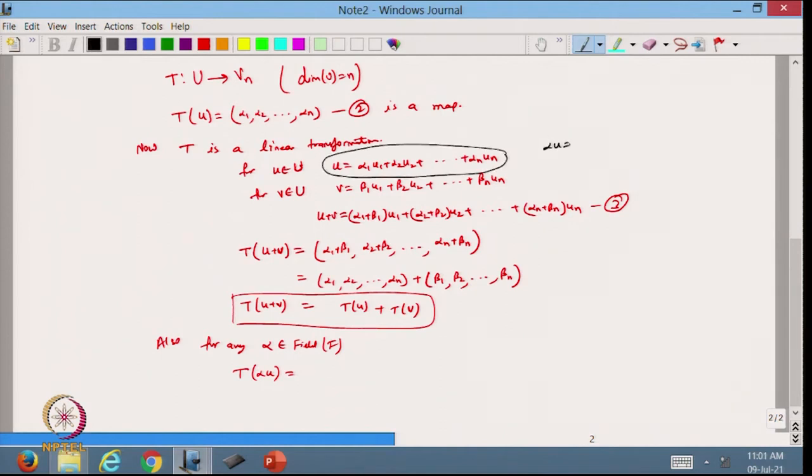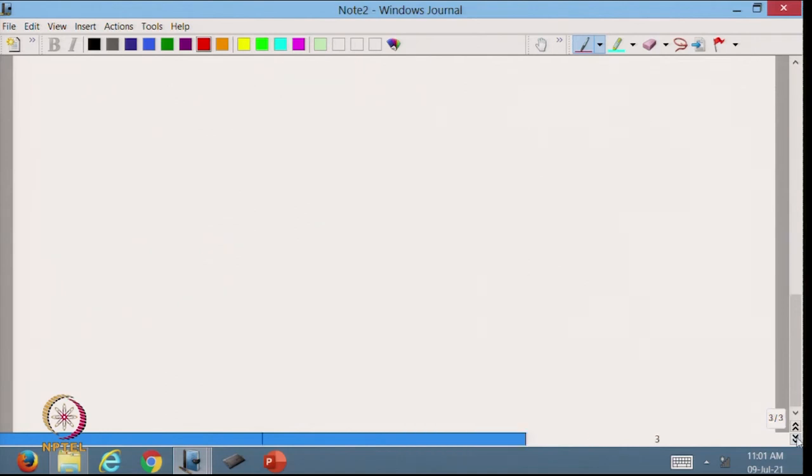So, alpha u will be alpha times u1, alpha times u2, up to alpha times un. From here I can write that this will be equal to alpha alpha 1, alpha alpha 2, up to alpha alpha n, and I can take alpha common. So, alpha times (alpha 1, alpha 2, up to alpha n), and from here I can say that this is equal to alpha T of u. So, from these two properties we can say that my T is a linear transformation.